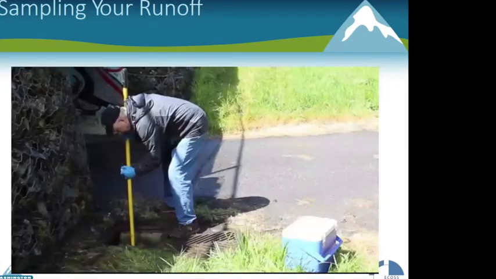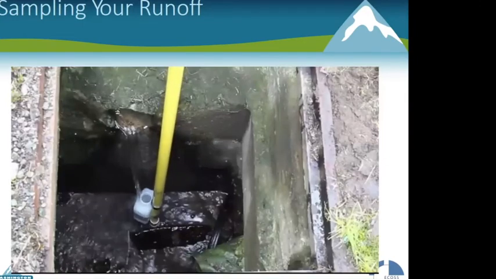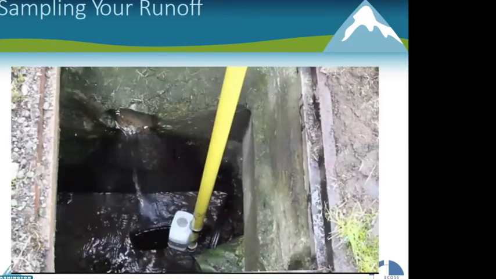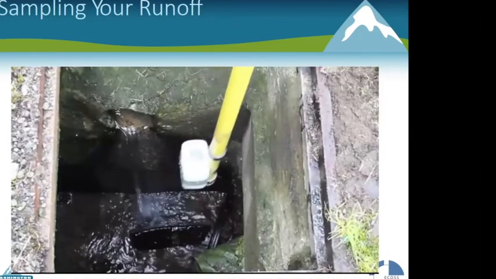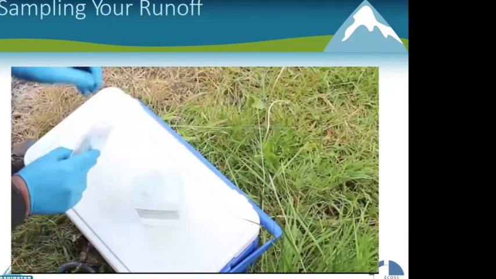Be careful not to let the bottles touch the sides of the pipes. Take the sample from the pipe flowing from your facility, not from the basin itself, with the bottle facing upstream. Don't forget to take the pH of your stormwater while in the field.